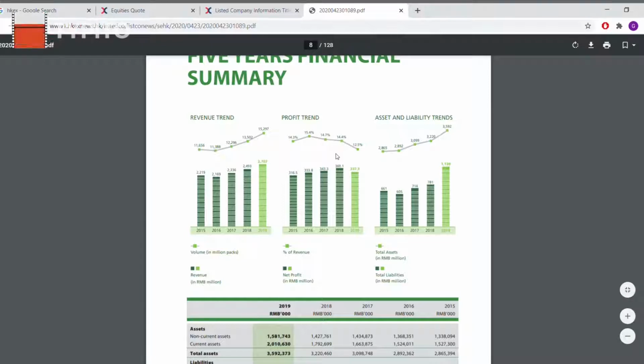Another important metric that I will look at is the profit. The profit actually showed an increasing trend from 2015 to 2018, but it dipped from 2018 to 2019. As you can see over here, there is a drop in net profit margin, and that is not a good sign when you are actually looking for companies to invest. The ideal scenario would be a company showing a consistent increase in their net profit margin.